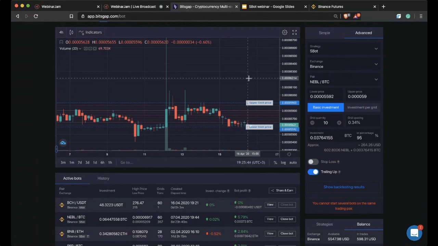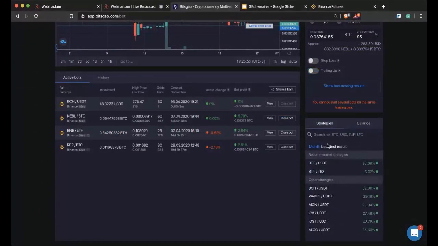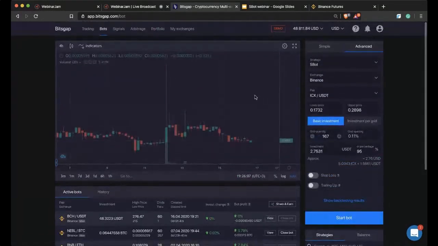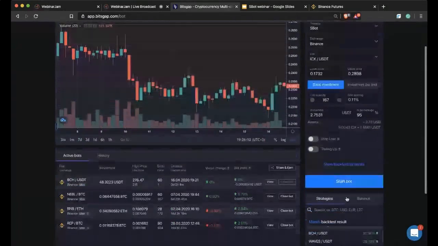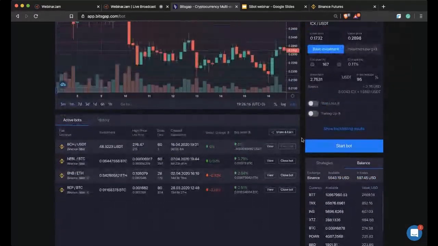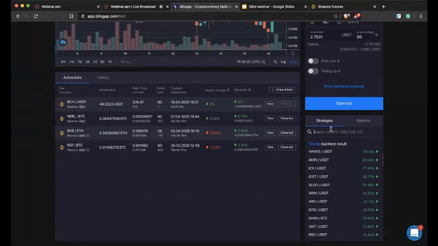I can see that there are some questions regarding the investment limits. Here you have to understand that you can adjust it. Let's say I go to the strategies. These are recommended strategies. Let's say ICX trading to USDT. Currently on my balance, actually, I don't have any USDT. So maybe I should choose something else. Let's say maybe BTC. Okay, this one.